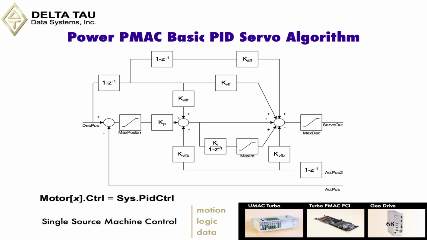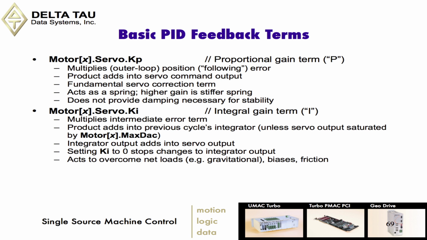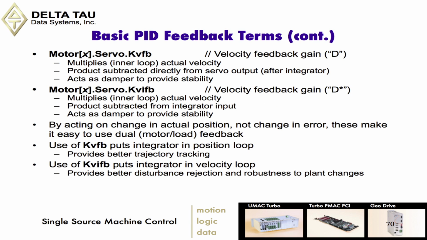So here's a view of the basic PID control. It doesn't have any of the advanced features that we talked about. On the basic PID, we have Servo.Kp, the proportional gain, Servo.Ki, which is the integral gain, and Motor[x].MaxDac, which limits the output of the PI. And we have the velocity feed forward.